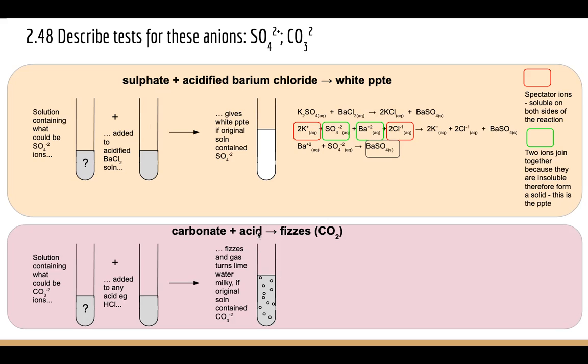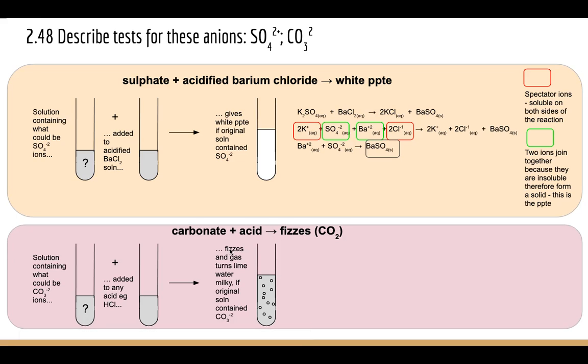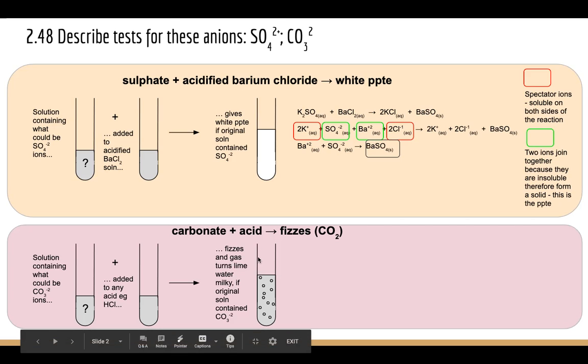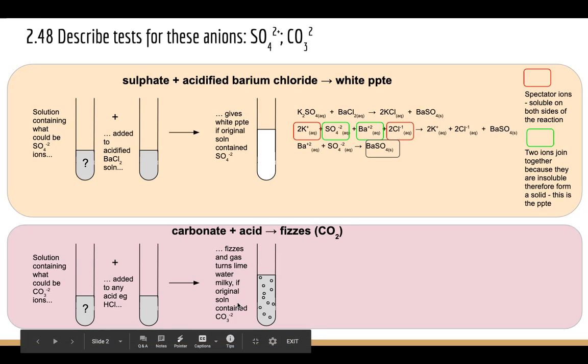Let's say, well, let's add an acid. If we have a solution which contains carbonate ions, and we add any acid to it, for example, hydrochloric acid, if it fizzes and the gas that's produced turns lime water milky, that means carbon dioxide has been produced, which means our original solution contained carbonate ions.